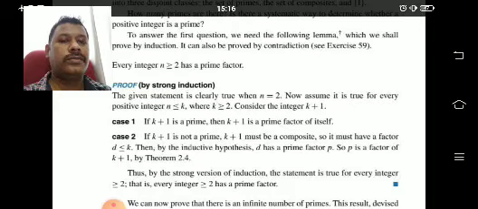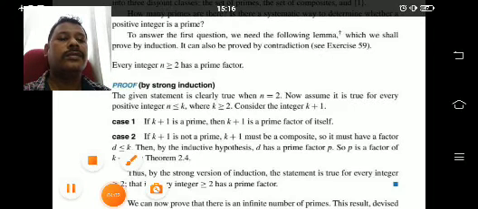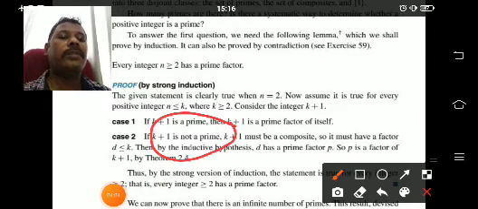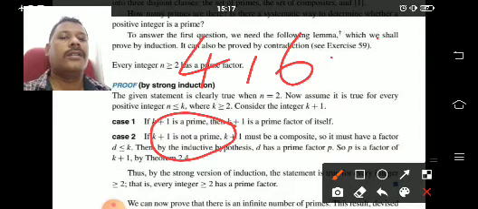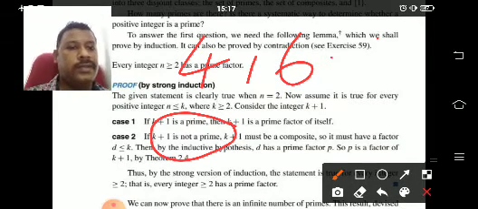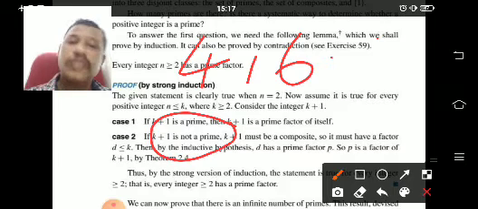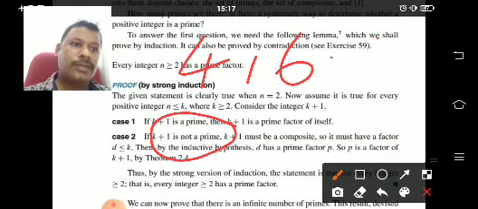Case 2: k plus 1 is not a prime. 4, 6, etc. are all composite numbers. If k plus 1 is not a prime, then k plus 1 must be a composite number. So it must have a factor d that is less than or equal to k.